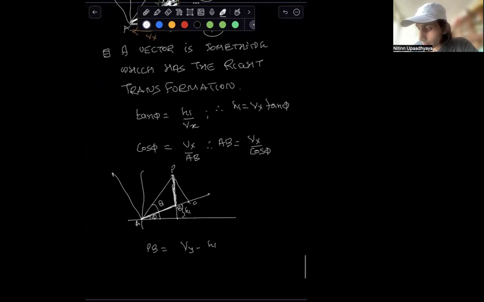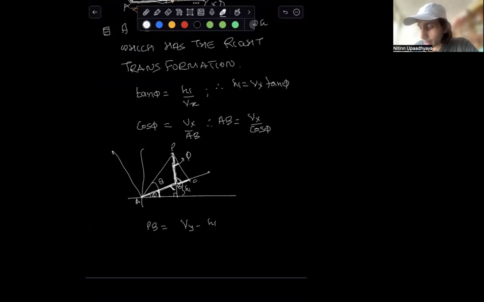Okay, so we have this, and we have this. Now let's figure out what this is. This angle is phi, this is 90 degrees, so this is 90 minus phi. Therefore, this angle is also phi. Given that this angle is phi, and we know this particular length PB, we can figure out what BC is. What is BC? Well, sine of phi is BC divided by the hypotenuse, which is PB, and that we figured out is Vy minus h1, and h1 we know is Vx tan phi. And so this gives us BC.